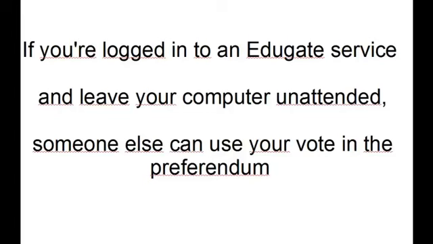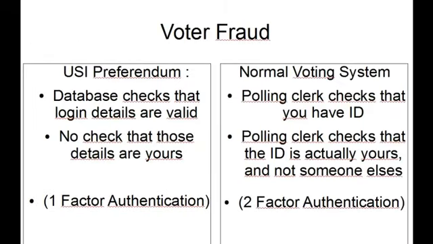So another example would be, let's say you're in your flat and you're logged into an eJournal or something, and you go to the kitchen to make food. It would mean that anyone could just walk up to your computer and be able to vote on your behalf. And this is because Edugate can't actually check if you are the person who is using the login details. So this is basically what's wrong with USI's Preferendum. In USI's Preferendum, the database checks that the login details are valid, but there's absolutely no check that those details are yours, and this is because you only use one factor for authentication.